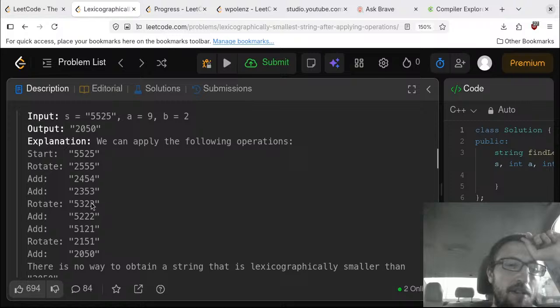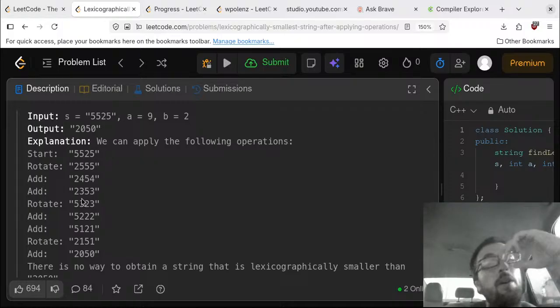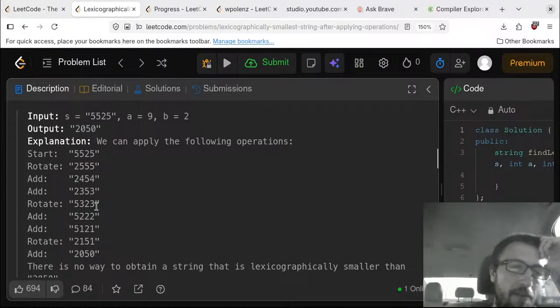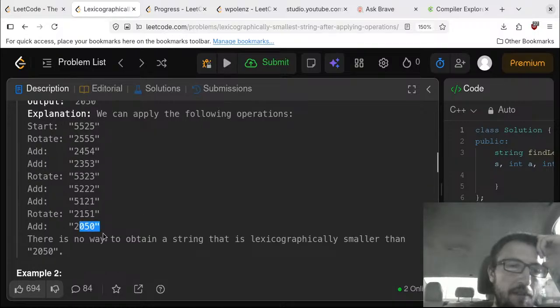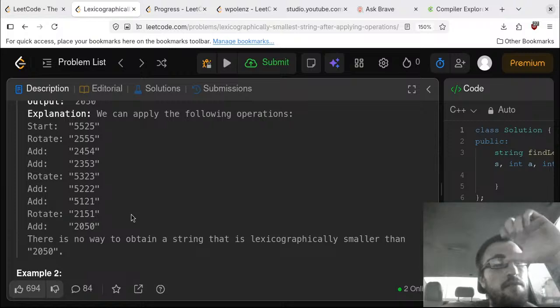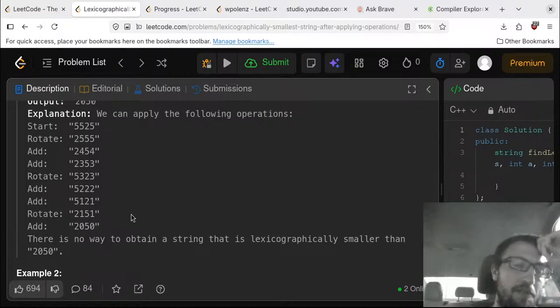Okay, then rotate again, now rotate 2 positions. So 2, 5 comes up. So this 2, 3, 5, 3 becomes 5, 3, 2, 3. And then now these 2s become decremented down to 1s. And then rotate again, and these 1s can be pushed down to 0. And we can't do anything that's smaller than 2050.